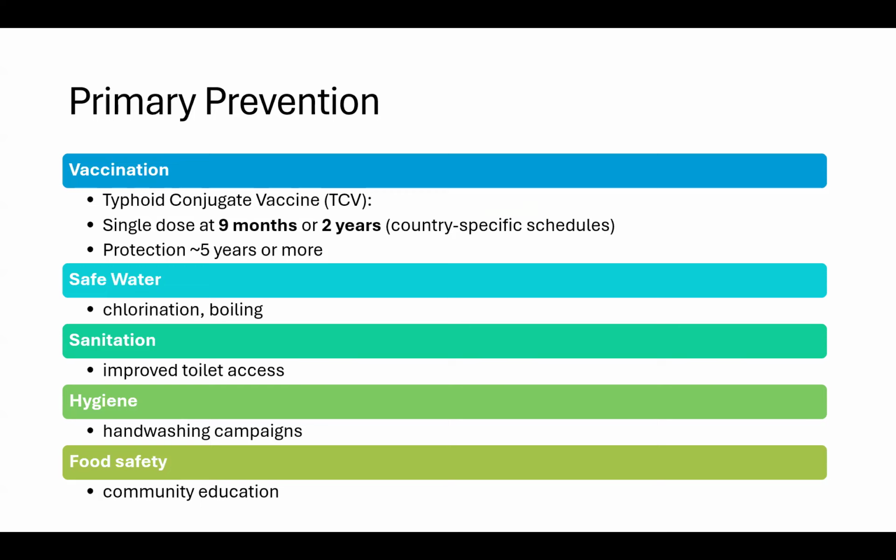Then making sure that we have safe water by chlorination and boiling, and then improving toilet access to all the people and improving hygiene and hand washing by public health campaigns, and then making sure that food is prepared and eaten in a safe manner by community education.